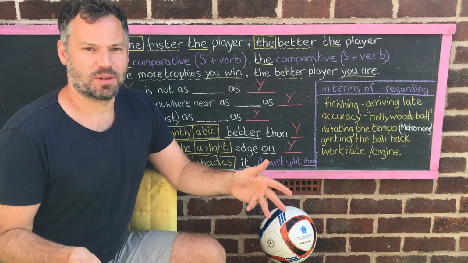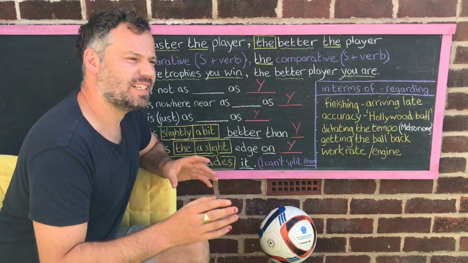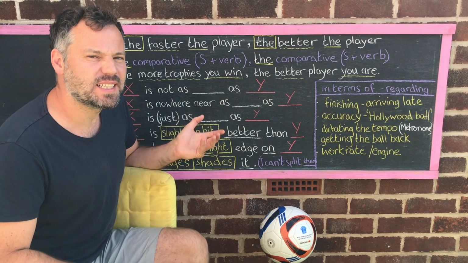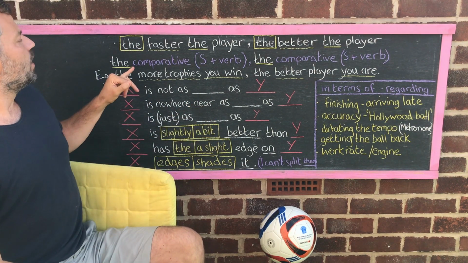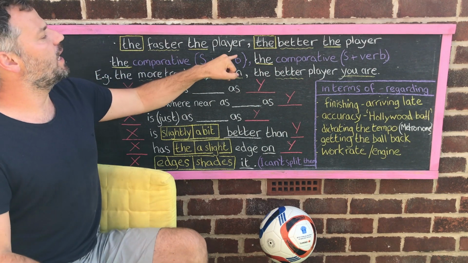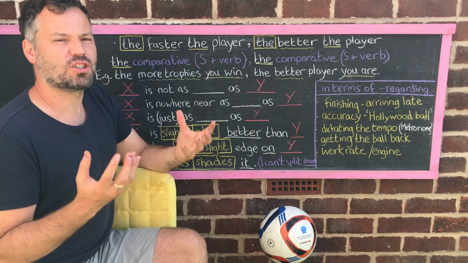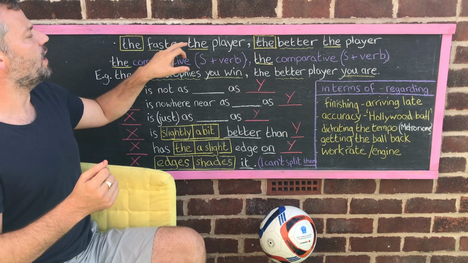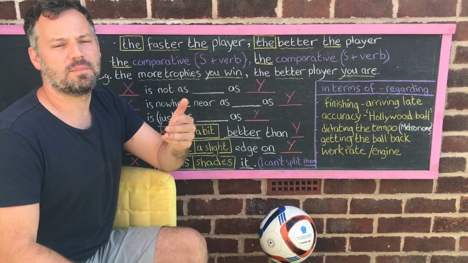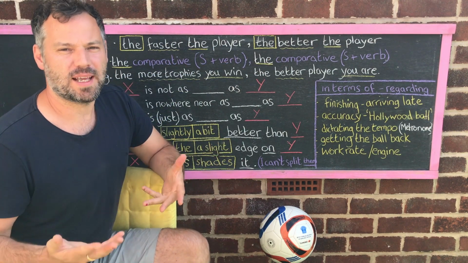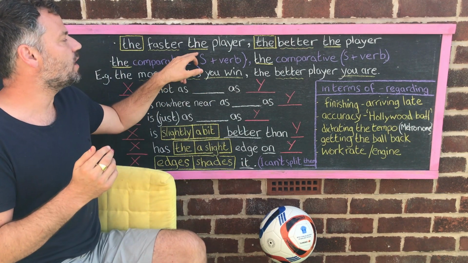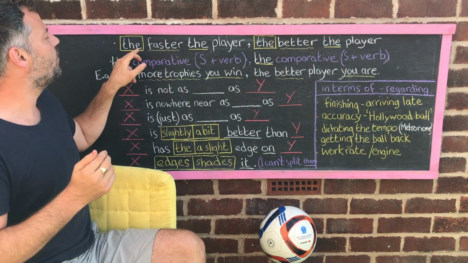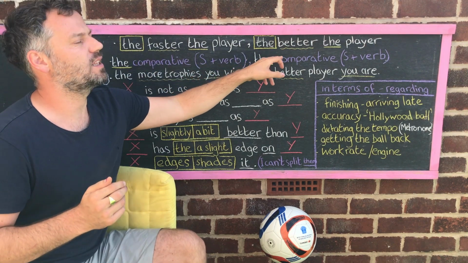But first, the language. So the first construction is this. It's about upper intermediate level. So when we use this, the faster the player, the better the player. So it's a construction in English. You use the and the. So the more the merrier, the faster the better. But when you want to include a noun, you have to have another the. So the faster the player, the better the player.